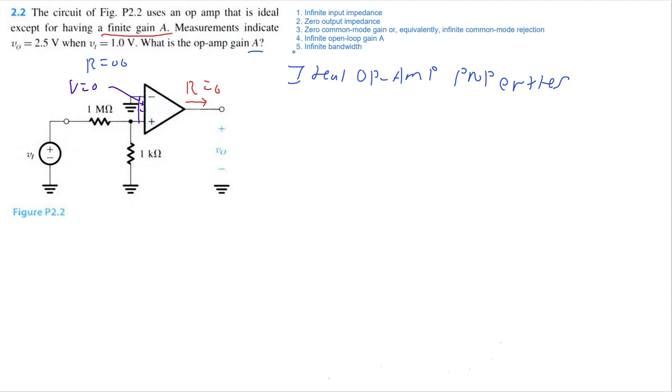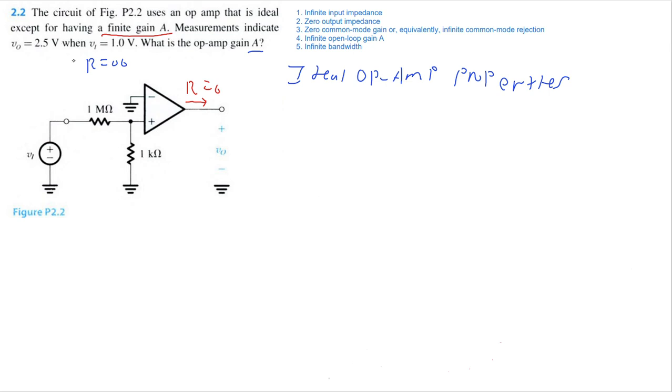And lastly, we have infinite bandwidth. This just means that the frequency response of this op-amp extends to infinite frequency. It's not really important for this problem, but if you're analyzing a network of op-amps, it would be important. So let's start by solving for our gain A.